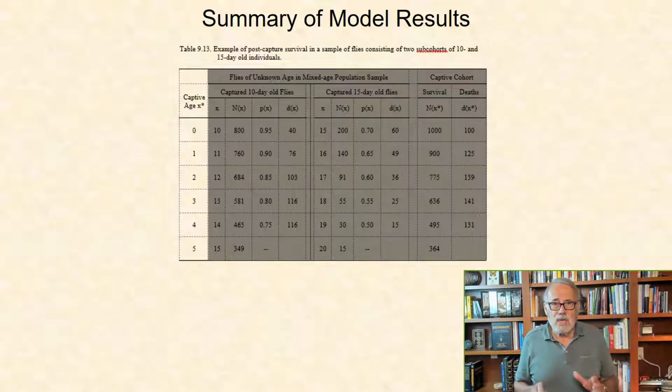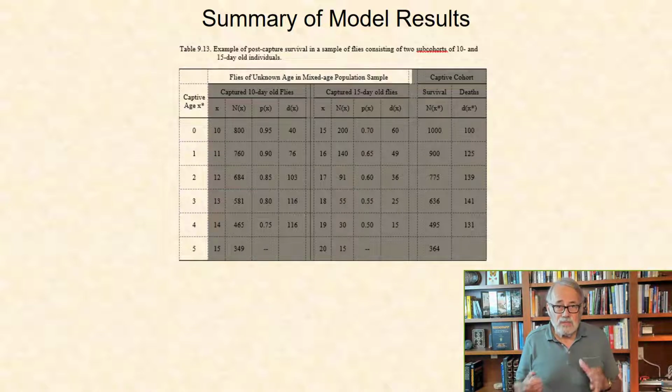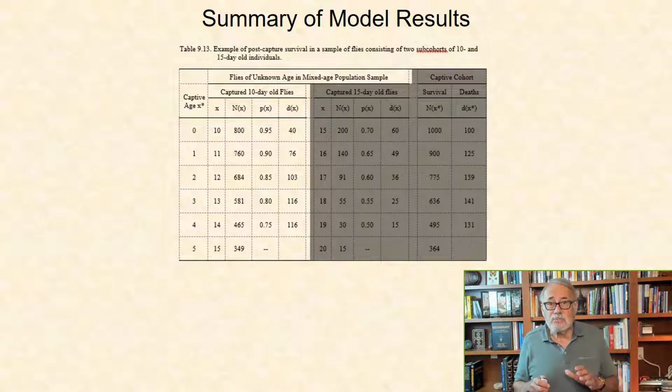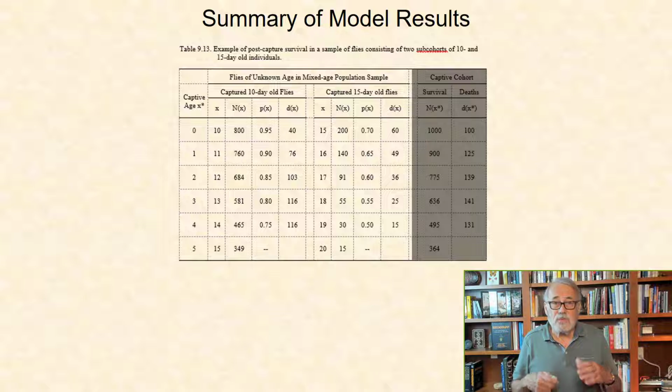In this first column, we have captive age x star. Then for these next columns, we have flies of unknown age in a mixed age population sample. In these first 4 columns, we have the metrics for the captured 10-day-old flies, including chronological age, number, probability of surviving x to x plus 1, and d_x, or the number dying in the interval. Likewise, in the next 4 columns, we have the metrics for the captured 15-day-old flies, including chronological age, number at age x, probability of surviving x to x plus 1, and the number dying in the interval.